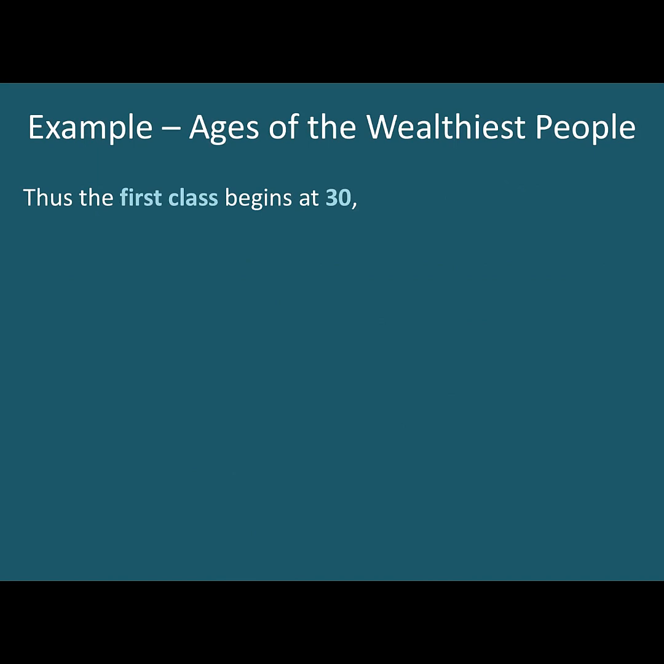And so, as mentioned before, our first class begins at 30. And how do we construct any subsequent class? You construct subsequent classes by adding 12, the length of a class width. So if our first class begins at 30, our second class will begin at 42, because I simply added 12 to the 30. And we will continue in this manner until we get to the last class.